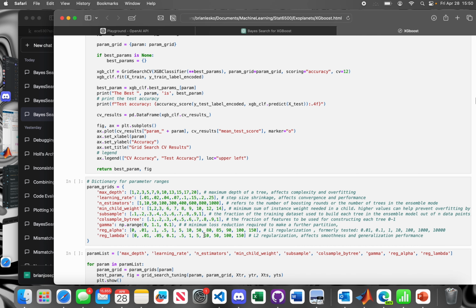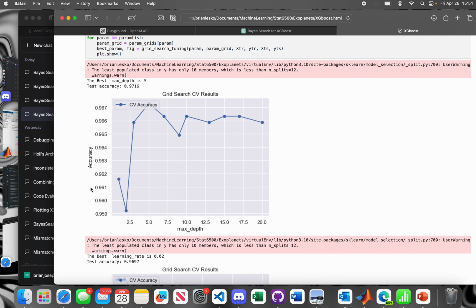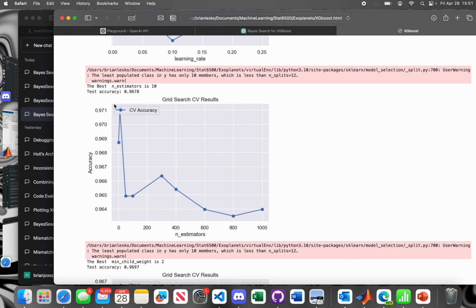I start out with this grid, and for each of the 9 different hyperparameters, we'll go through one by one. We have max depth first, which is the max depth of the trees. From this, it's determined that 5 gives the best, which is a slight improvement over the default of 3. The learning rate is next, and it also seems to have an impact on the accuracy, not very much, as we can see by the range of the y-axis. The number of estimators is also important.